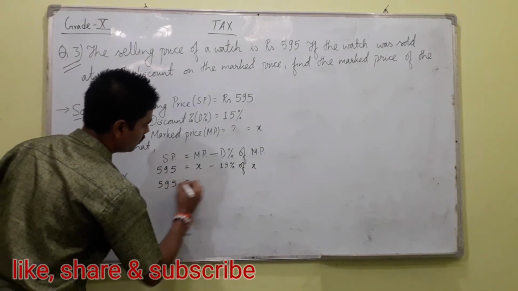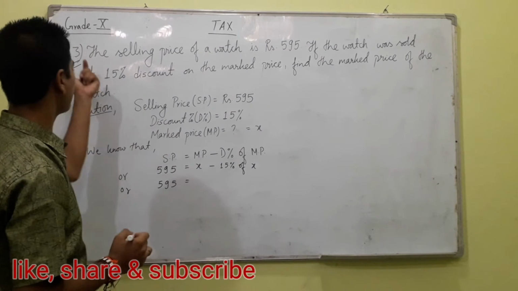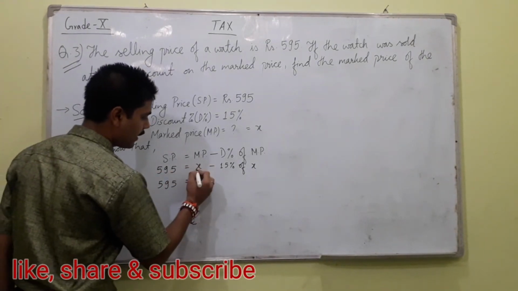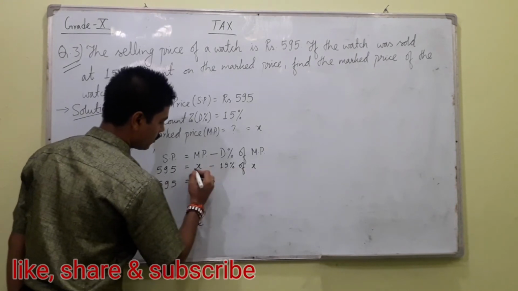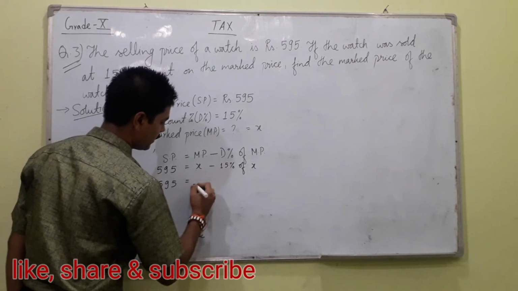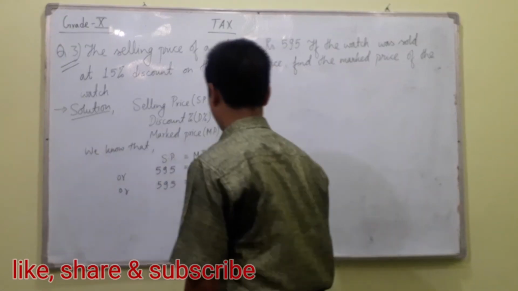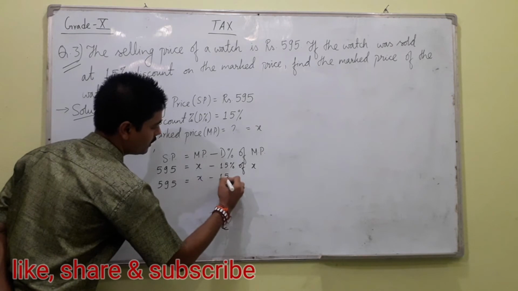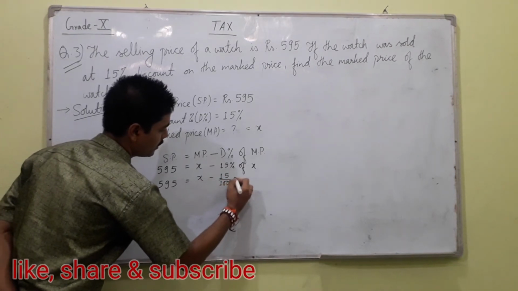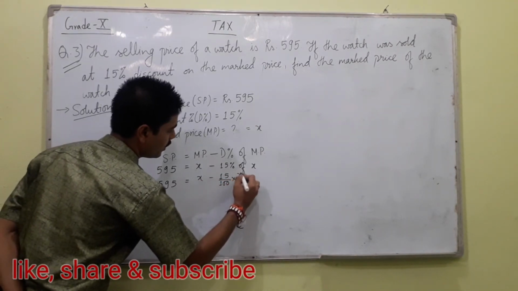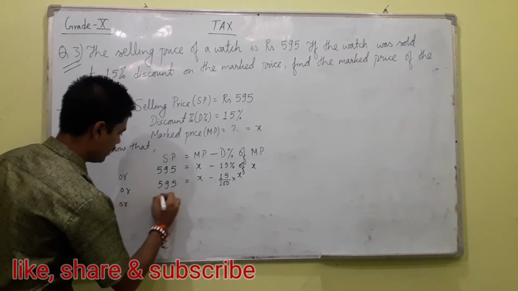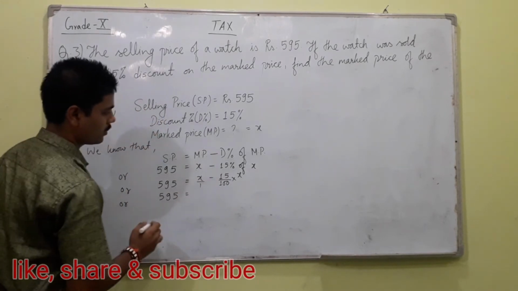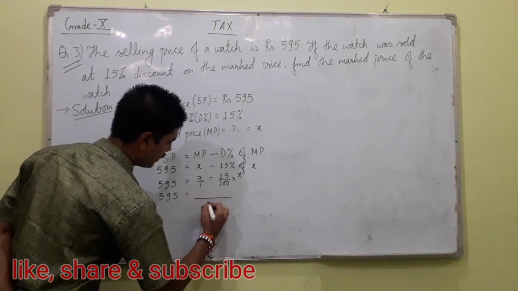595 is equal to, now I have explained in question number 2 already, when the variable comes, how to solve. Take X as 100%. So 100 minus 15. I will solve the normal method here first. Minus 15 by 100 into X, or 595 is equal to that upon 1. So when you take the LCM, you will get 100.